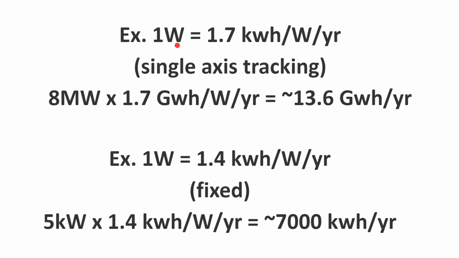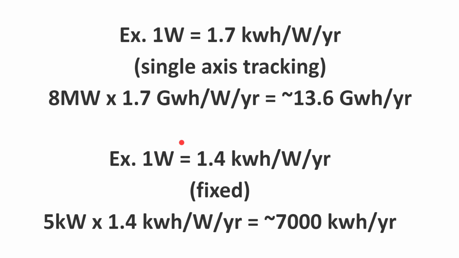So in my region, I know that a single axis tracking array is a very popular utility scale form factor. I know that a tracking array will do 1.7 kilowatt hours a year per watt. 1 kilowatt will produce 1.7 megawatt hours a year. 1 megawatt will produce 1.7 gigawatt hours a year. And so an 8 megawatt utility scale solar array multiplied by 1.7 will produce 13.6 gigawatt hours a year.